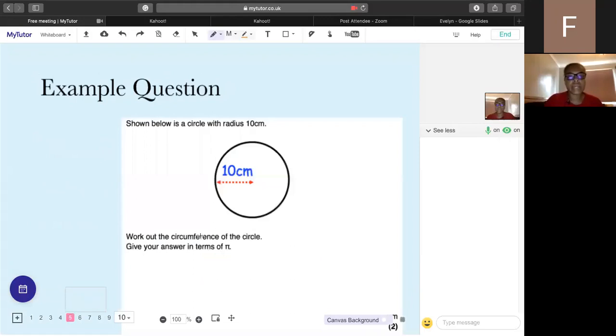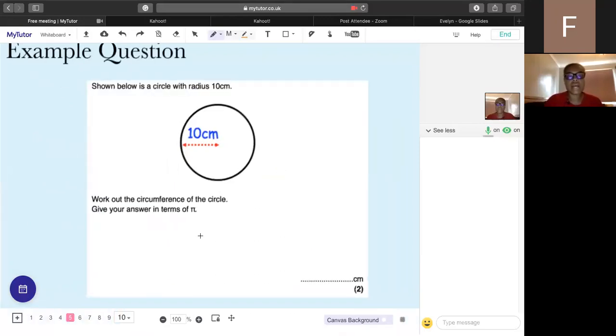So if we look at a quick example question, shown below, you have a circle with radius 10 centimeters. We need to work out the circumference of the circle and give your answer in terms of pi. So first things first, the equation that I'm going to use is C equals 2 pi r because they've given us the radius. So all we need to do now is do 2 times pi times 10, which is our radius.